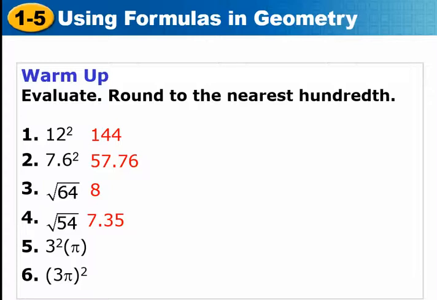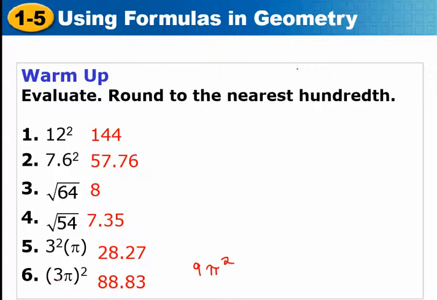Number 5, 28.27, or maybe you left your answer as 9 pi. That would also be fine. And in number 6, watch this one, 88.83, or in number 6 you may have written your answer as 9 pi squared, which would also be correct.